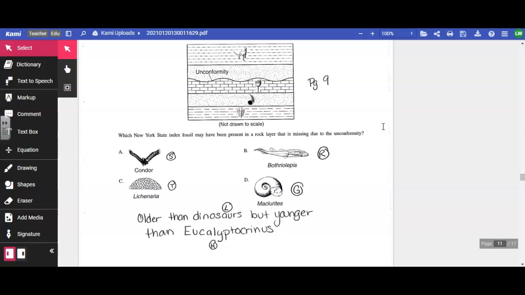Okay, so you're essentially looking at your reference table and you're trying to figure out what is older than dinosaurs, which is index fossil L, but younger than Eucalyptocrinus, which is H. Okay, so what is older than L, but younger than H? I have written the letter of each of these index fossils next to them. So take a look.